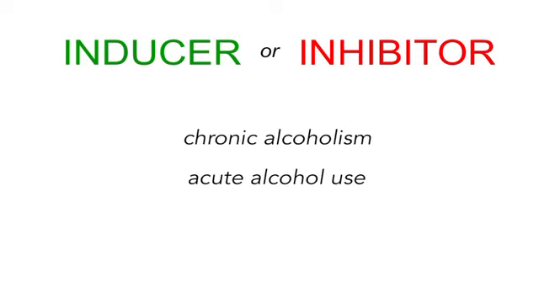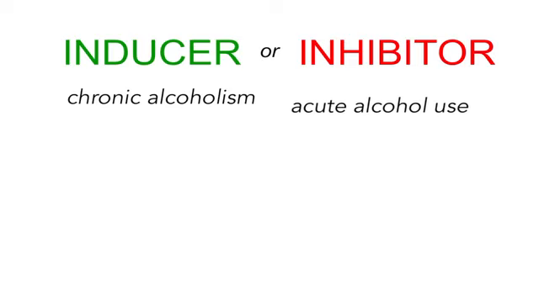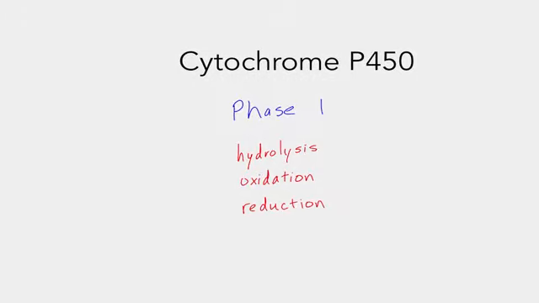Chronic alcohol use, inducer. And acute alcohol use, inhibitor. What kind of metabolism reactions did we say P450 enzymes catalyze? Phase 1 or phase 2? It's phase 1. And finally, list 3 types of phase 1 reactions: hydrolysis, oxidation, and reduction.